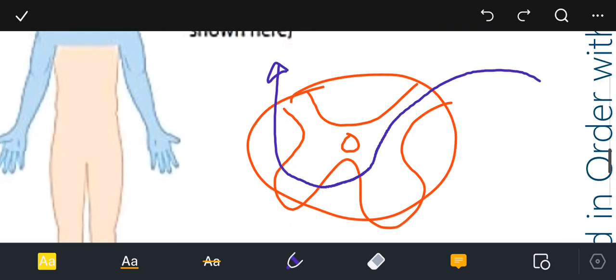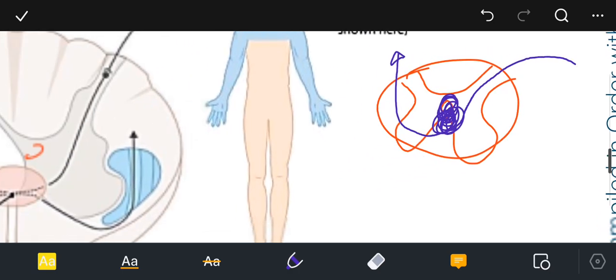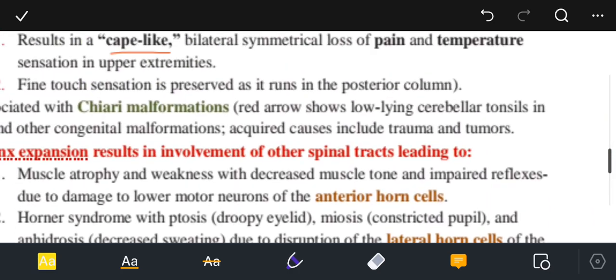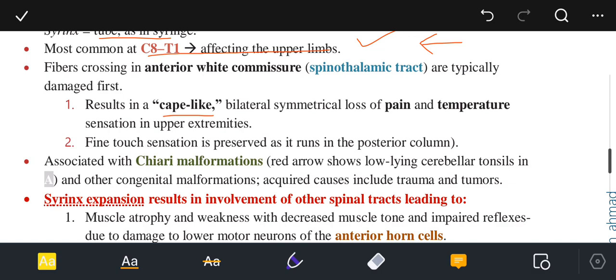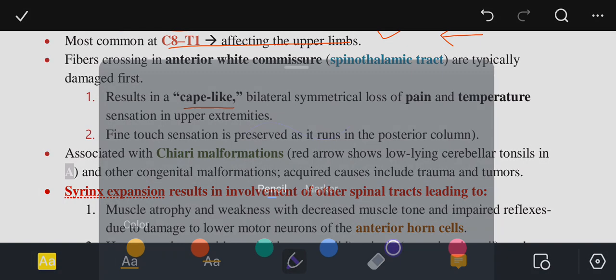If this central canal starts expanding, first of all it moves anteriorly, and when it moves anteriorly, it can occupy and damage the spinothalamic tract, and then there will be a loss of pain and temperature sensation at the level of damage. As we have previously seen, the most common level of damage is C8 to T1, so there will be a cape-like distribution. If you have seen Superman, Superman has a cape, the red cloth hanging on the back for no reason.